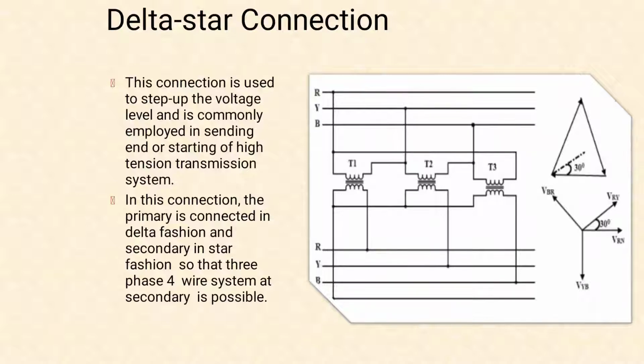Similarly, the delta-star connection. This connection is used to step up the voltage level, and it is commonly employed at the sending end or starting of a high tension transmission system. In this connection, the primary is connected in delta fashion and the secondary is in star fashion, so that a three-phase four-wire system at the secondary is possible. The fourth wire is generally called the neutral.